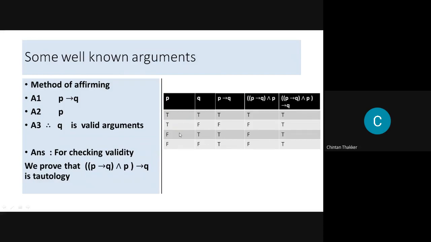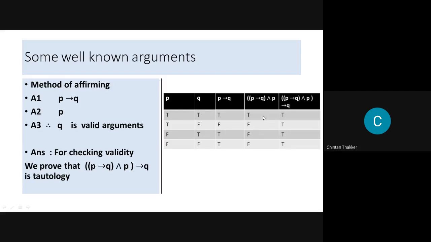P is T, T, F, F. Q is T, F, T, F. Then P implies Q is T, F, T, T. In an AND statement, we have to take these two statements. When both are true, the AND statement is true; otherwise, it is false. So in the first row both are true, and in the remaining three at least one is false. So first we have true, and the remaining three are false.